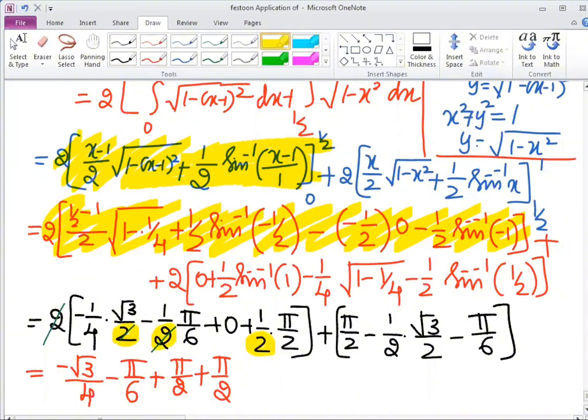Further, pi by 2. Next is pi by 2. 2 times pi by 2 we got, I think. Yes. Minus root 3 by 4. That we are writing as it is. These three terms we are writing here. First term, second term. Now third one is minus pi by 6.